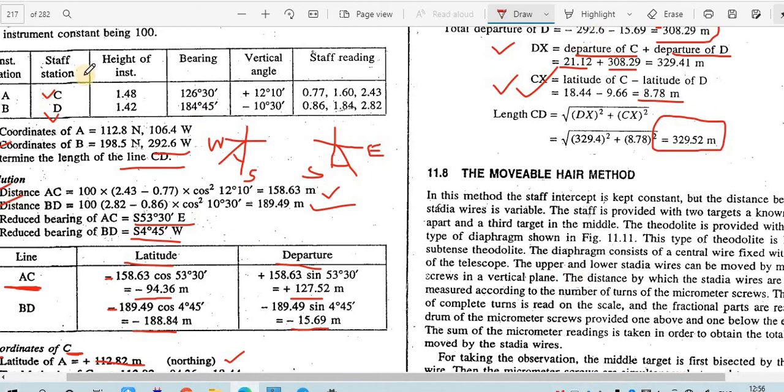So we'll finish here. We'll try to do the other methods, which are the movable hair method and the tangential method, in the next class, and then we will complete our first unit, which is tachometric survey.